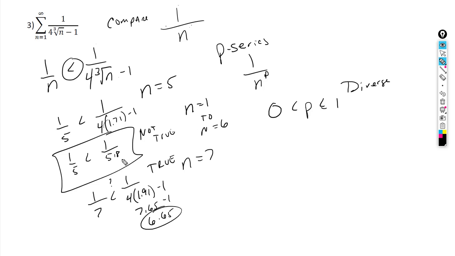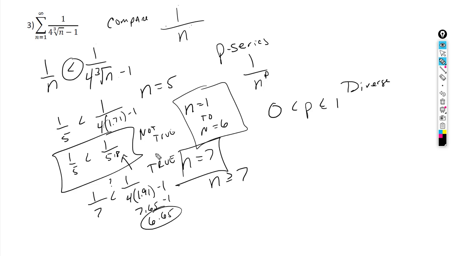I didn't do 6, but the left side is going to be bigger than the right side at n equals 6 as well. So on these pieces, n equals 1 to n equals 6, the left side is bigger. But after that, for n greater than or equal to 7, the right side is going to be bigger. And you're like, well, why does that work?